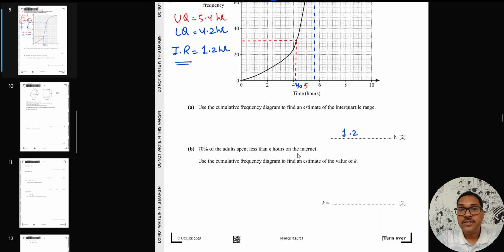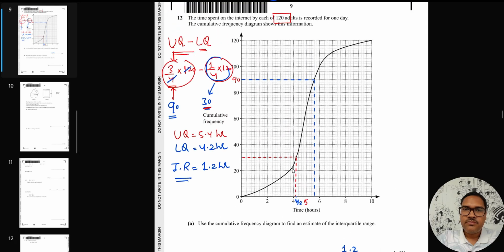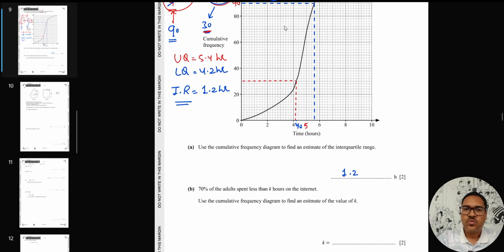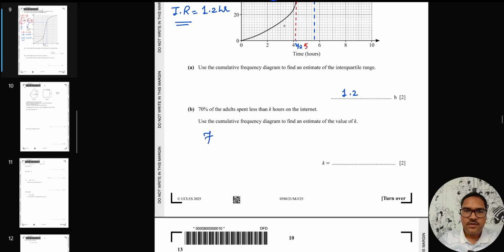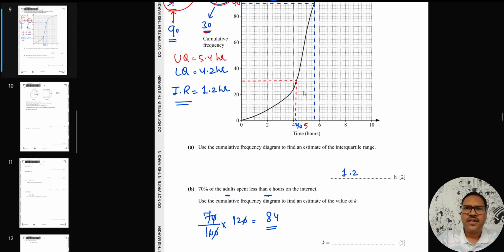Now the next part of the question is: 70% of the adults spent less than k hours on the internet. Use the cumulative frequency diagram to find an estimate of the value of k. So 70% of the 120 adults. What is 70% of total 120? This is 84. So 84 adults spent less than k hours. Using the cumulative frequency, you have to just find the value of k.